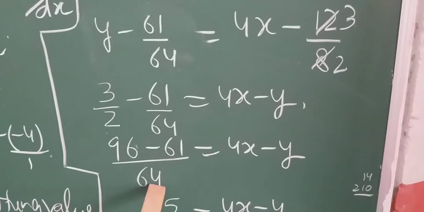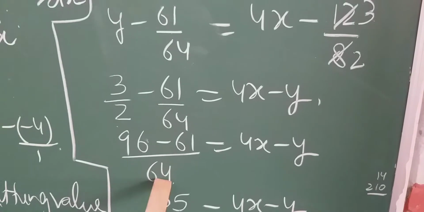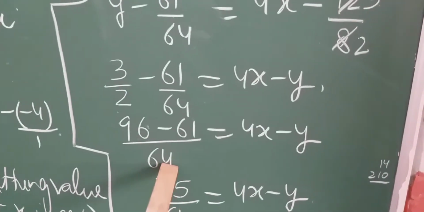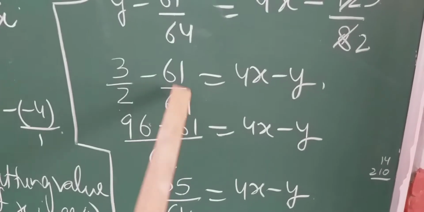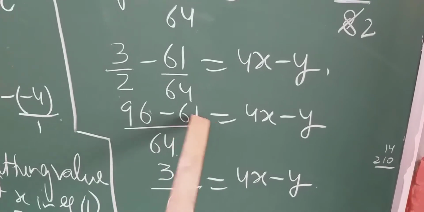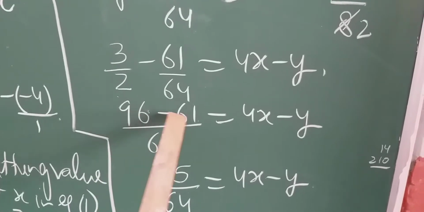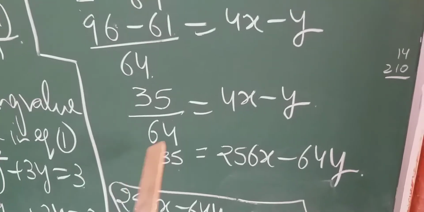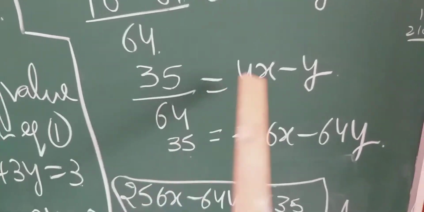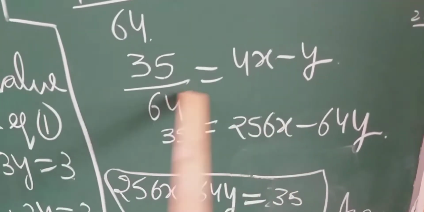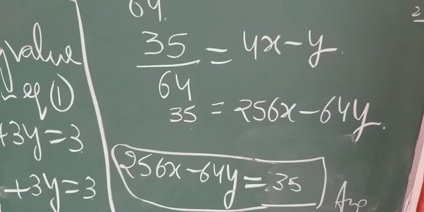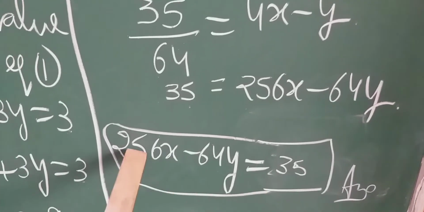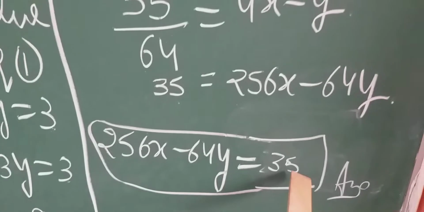Let us take LCM 64. Divide 64 by 2, 32. 32 3s are 96. 64 1s are 64, 1. 1 multiplied by 61, 61. Now the difference of 96 and 61 is 35. 35 upon 64. Let us do cross multiplication. So 64 4s are 256x minus 64y equals to 35. So this is the equation of normal: 256x minus 64y equal to 35.